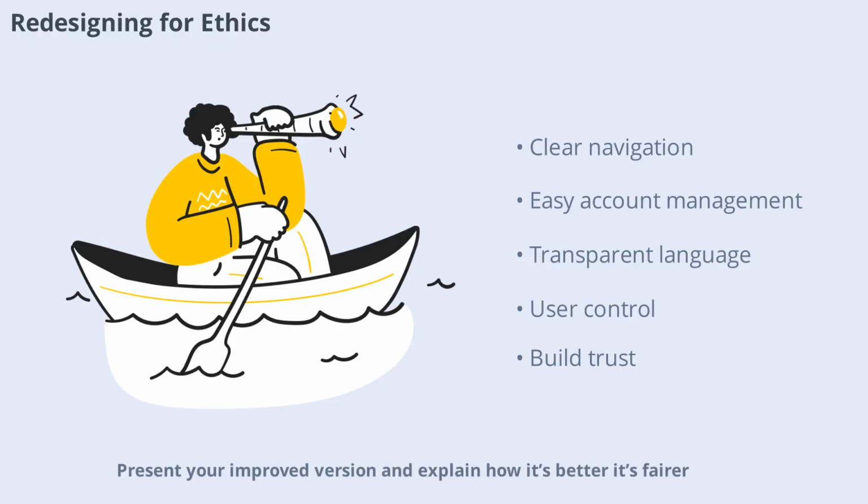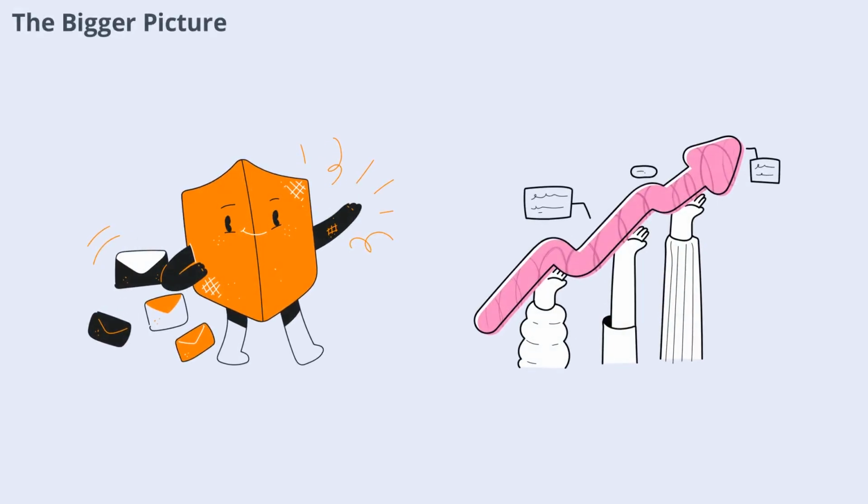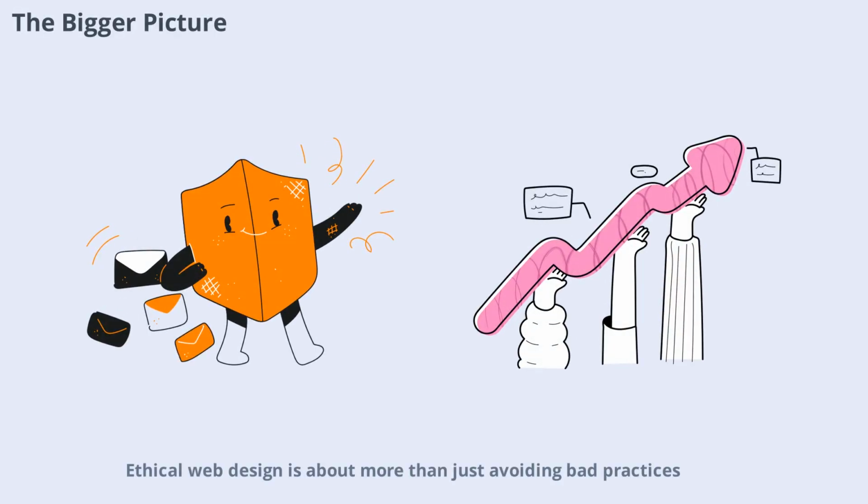Present your improved version and explain how it's better: it's fairer, more transparent, and puts the user in control. This process not only improves the user experience but also builds trust and loyalty over time. Ethical web design is about more than just avoiding bad practices. It's about building trust, inclusion, and fairness in every aspect of a website.